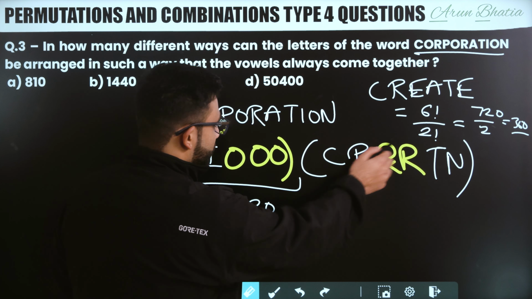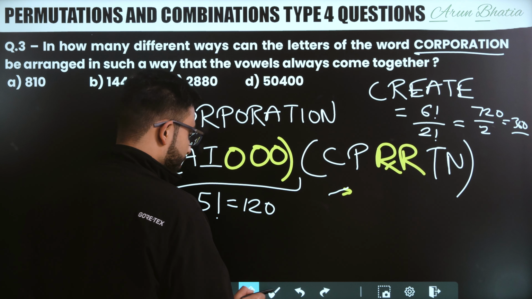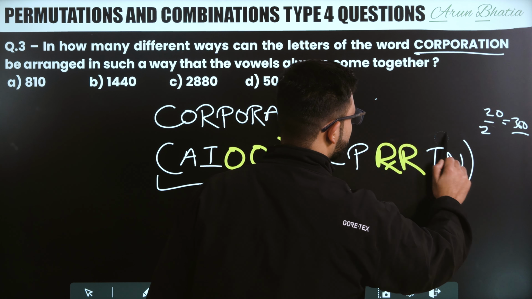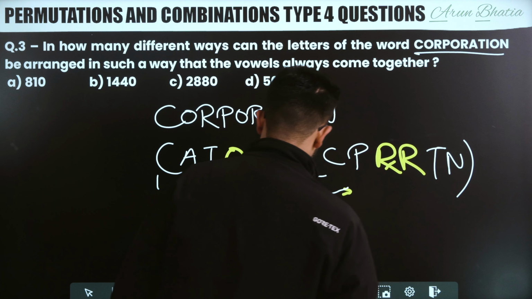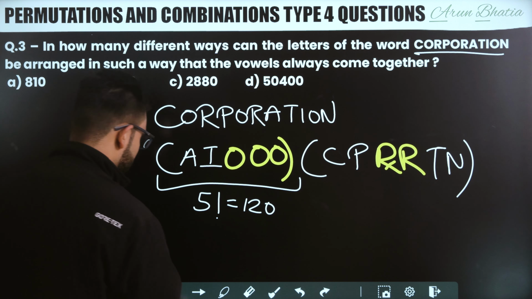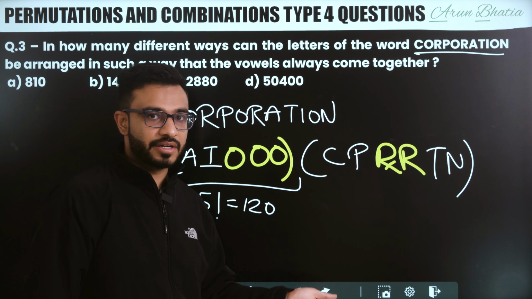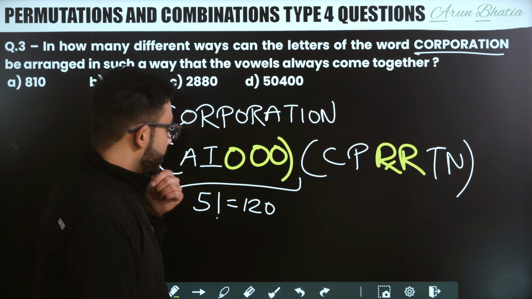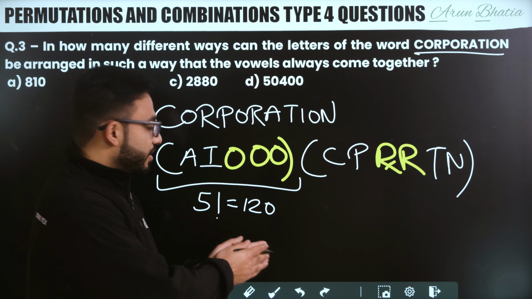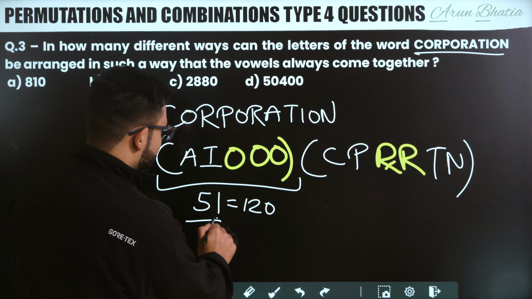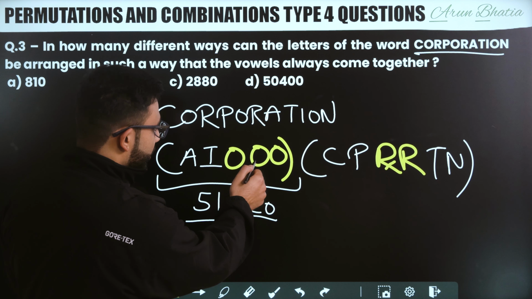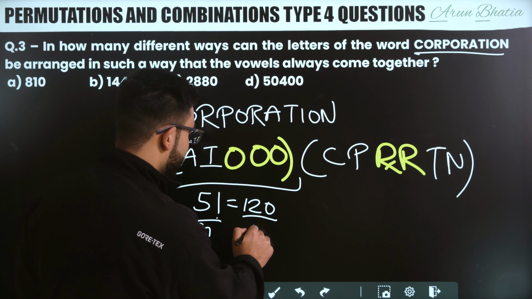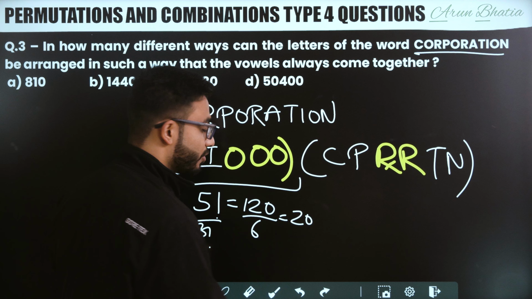So coming back to this question, let me erase this. We are doing the same thing here. There is nothing different from what we did back in the first lecture. So the same thing will be applied here. So 5 factorial divided by 3 factorial, since there are 3 O's. So this will be 6, so this comes around to 20.